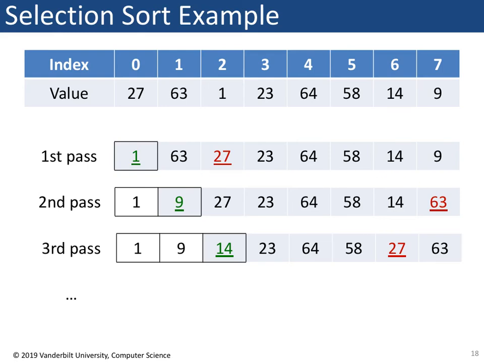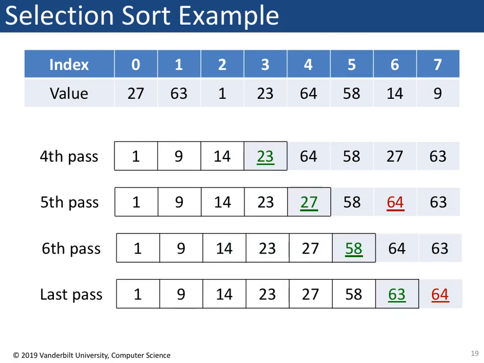So next, in the third pass, we're going to find our next smallest, which is going to be 14, and we will swap 14 into the next array element. So we swapped it into element 0, then we swapped it into element 1. Now we're swapping this next smallest into element 2. So 14 goes into element 2, 27 goes into the element which was previously occupied by the value 14.